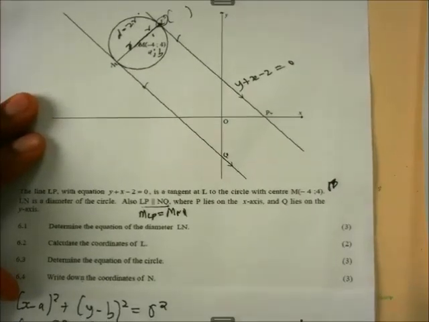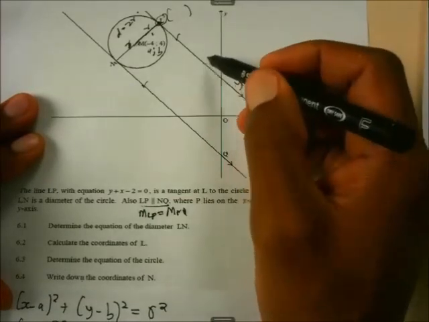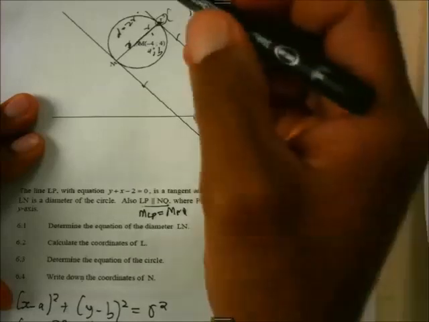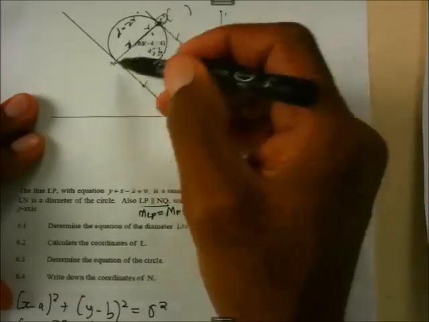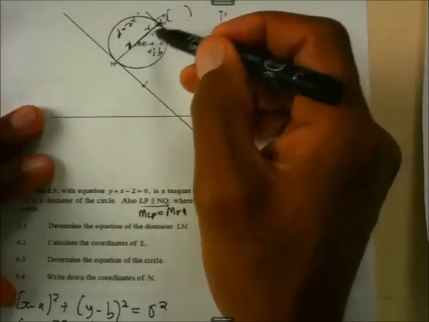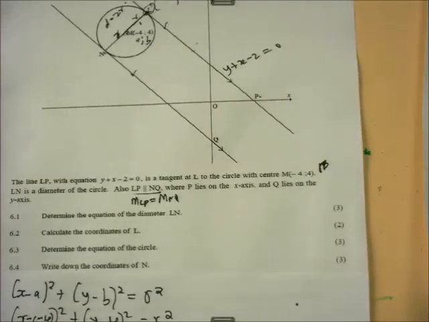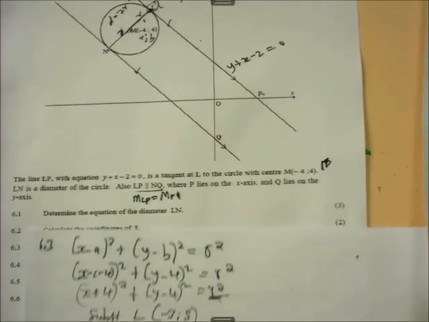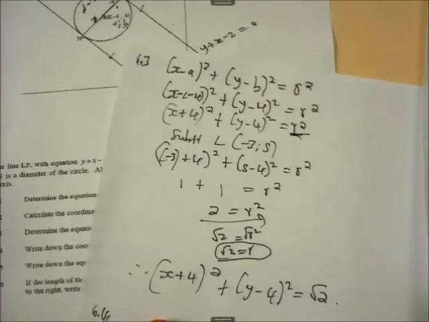Boys and girls, this is a 3 marks question. We cannot do it the same as we did on this one. Why? Because now we know what L is, we know what the center is. Because this is the diameter, it means we can use the center to determine the coordinates of N. That is question 6.4.